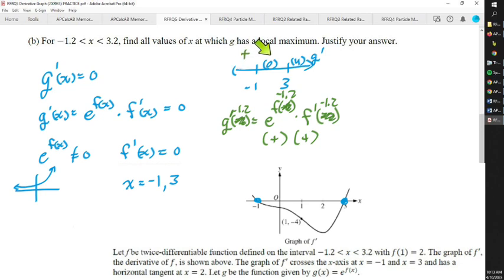Now we go to this interval. We try 0. I plug in 0. This is what I get. I know that this one's going to be positive. e to anything is going to be positive, right?